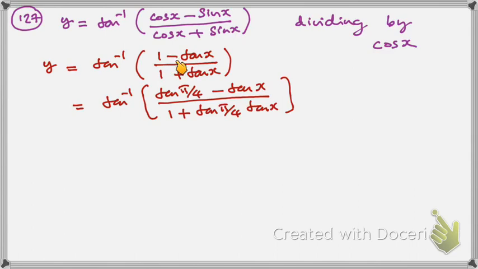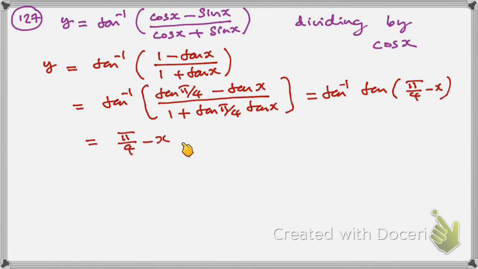So it's actually the same expression. Tan pi by 4 is 1, so 1 minus tan x divided by 1 plus 1 into tan x is also 1 minus tan x by 1 plus tan x. But at the same time, it now takes the form tan A minus tan B upon 1 plus tan A into tan B, and that's going to be tan of A minus B. So this is going to be tan inverse, which is there outside, of the whole thing, which becomes tan of A minus B, so tan of pi by 4 minus x. Now tan inverse and tan will cancel, so I have just pi by 4 minus x. So y is equal to pi by 4 minus x.